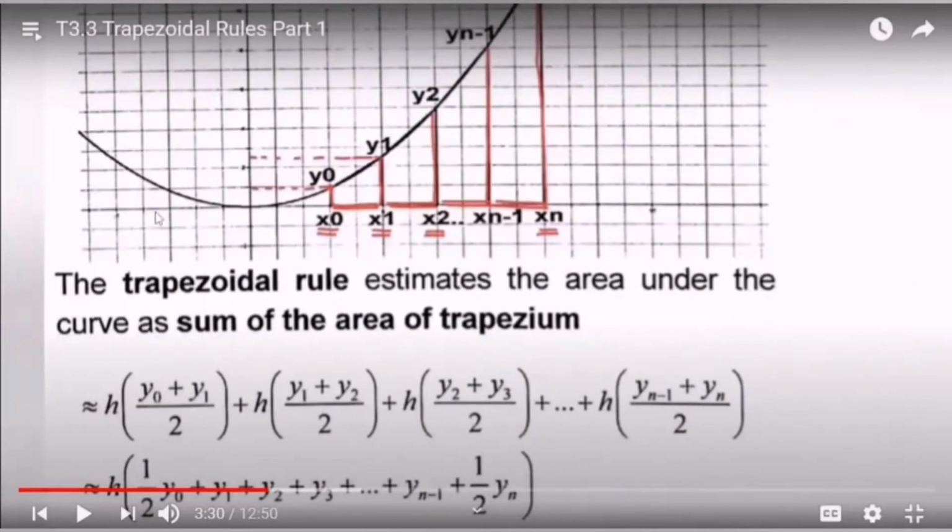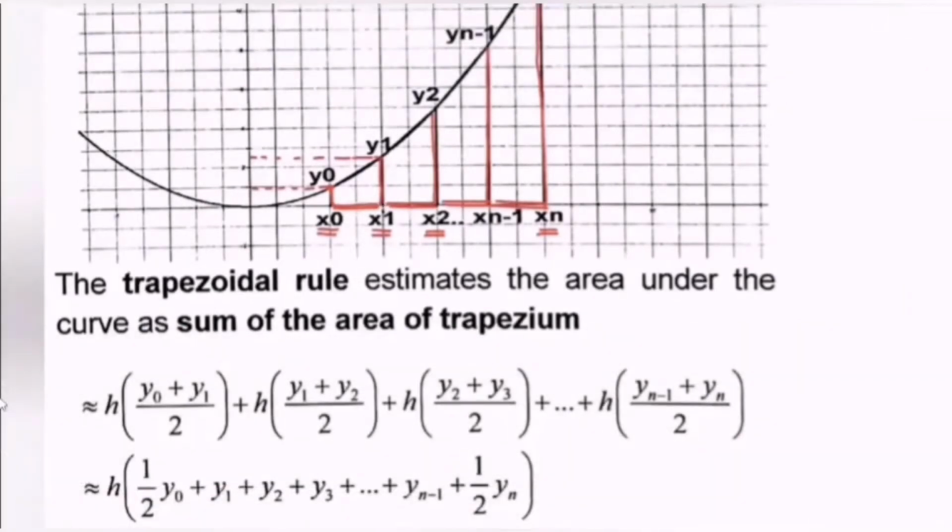So mohon perhatian, trapezoidal rule estimate the area under the curve as sum. Sebenarnya integrate adalah you jumlahkan bahagian-bahagian ini. So inilah yang kita nak. Faham? Bahagian demi bahagian. Okay? So bentuk dia bukan exactly trapezium, tapi kita guna konsep trapezium.